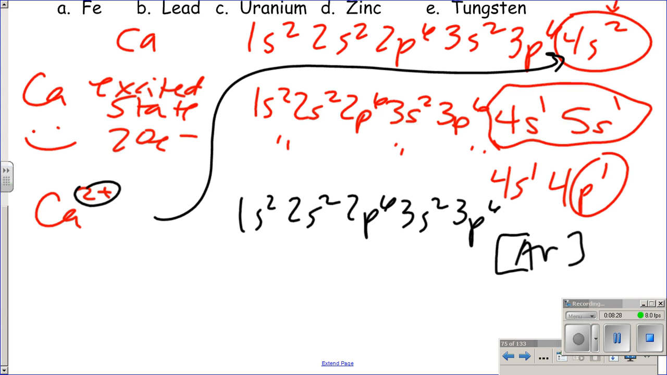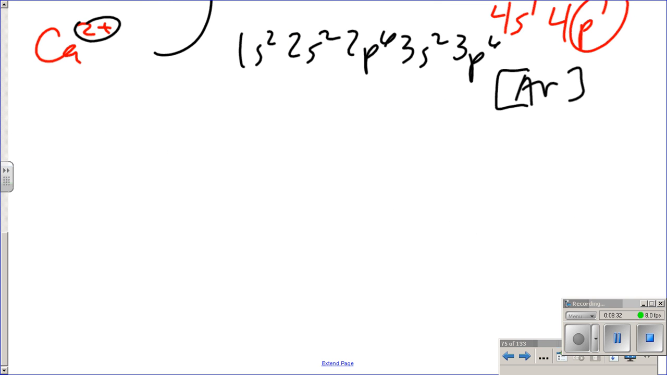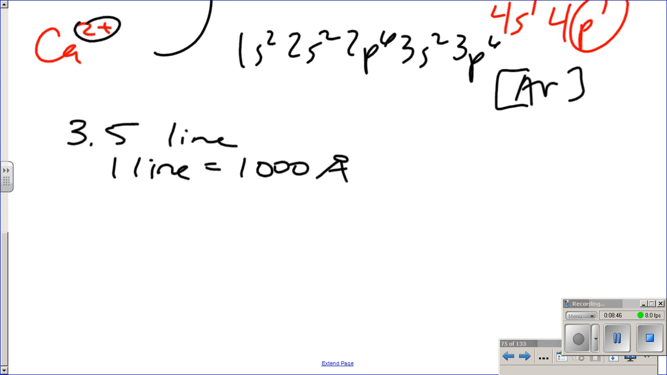6 and 10? Okay, let me go over 10 first so I remember that one. I'll go over quickly how to solve it, and I'm not going to solve it all the way. It was like 3.5 lines on the spectroscope. You had to do the spectroscope lab before you could do this question. The lines on the spectroscope, one line represented 1,000 angstroms. So how many angstroms is this?